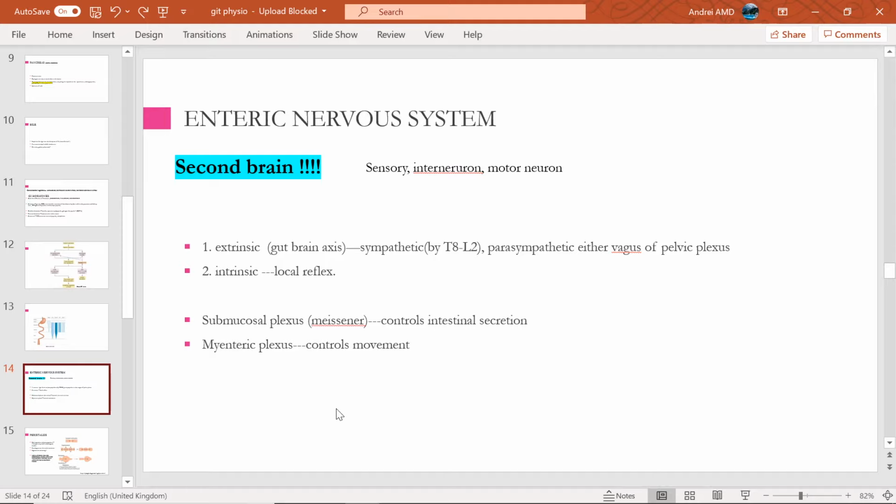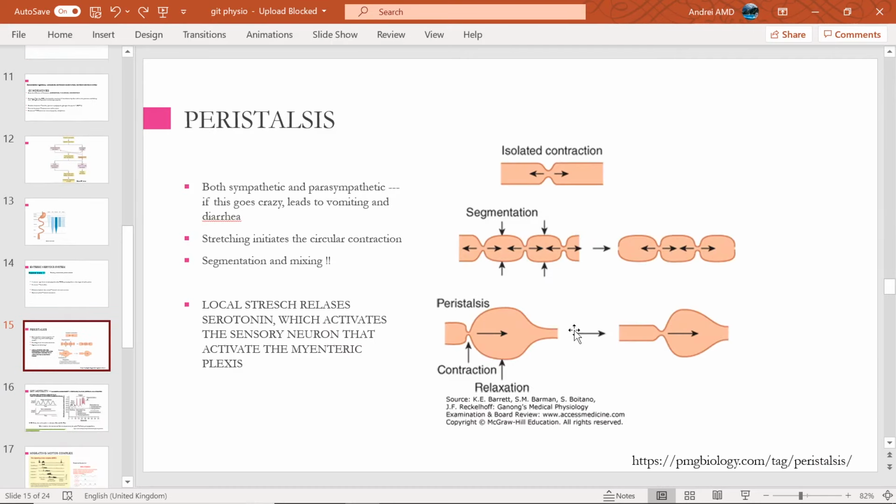And when I thought peristalsis was just this, if you can see what I'm pointing at: one part contracts and the food is here, and then the one forward relaxes, and that keeps the food going forward. Yes, that is also peristalsis, but there's this different type of peristalsis called segmentation. And this is very important for mixing.